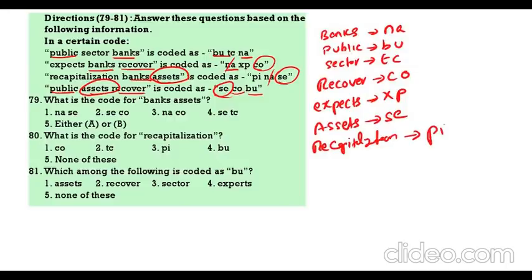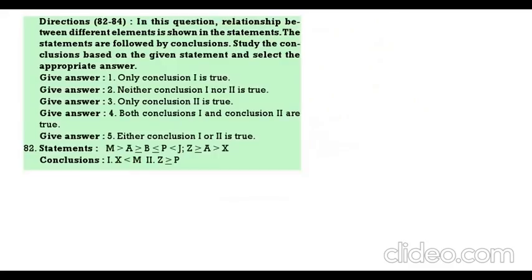Now what is the code for bank assets? Banks means NA, assets means SC, so NA SC, option 1. What is the code for recapitalization? PI. What is the code for BU? That is public, which is not there, so it is none of this. Next.